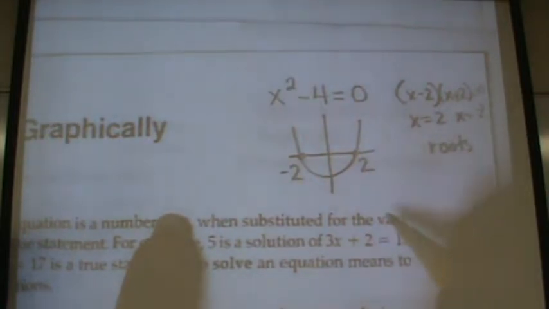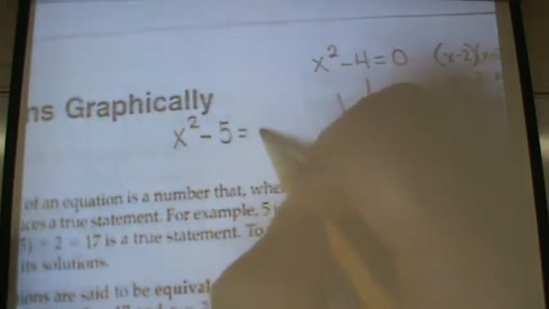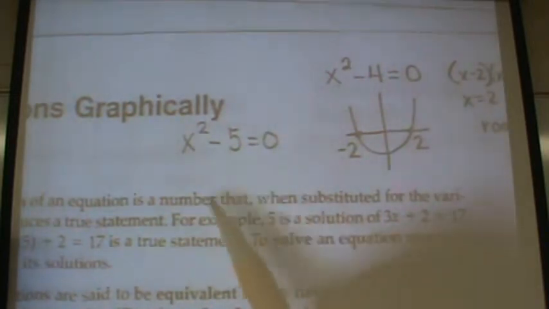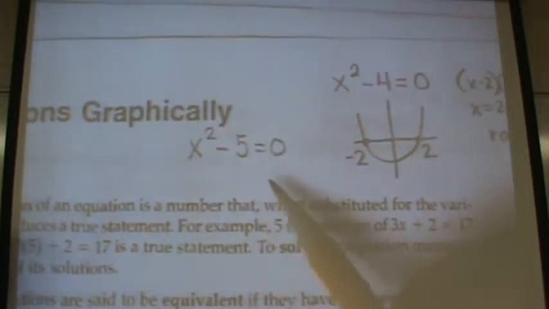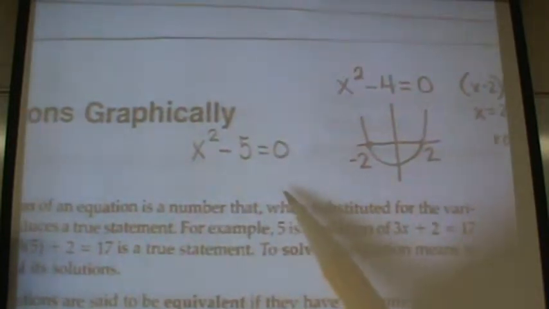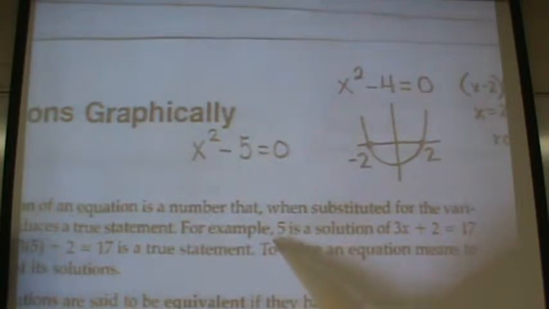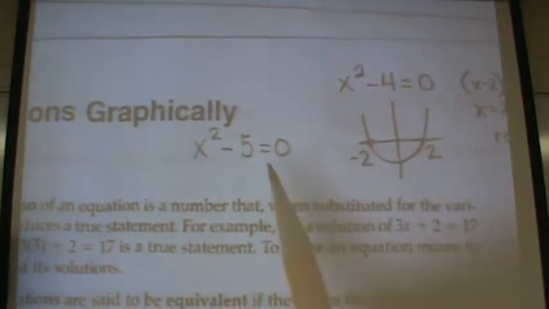Well now, what if I give you something like x squared minus 5? Can you factor that? No. But I can show you how to do that on your calculator and get where it hits the x-axis. It's going to be plus or minus √5, right? So now, just think of that whole test that you took yesterday. I'm going to show you how to get these answers.